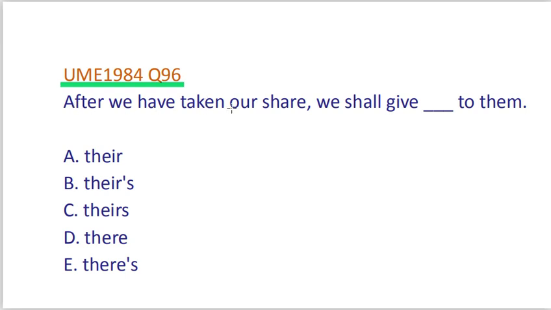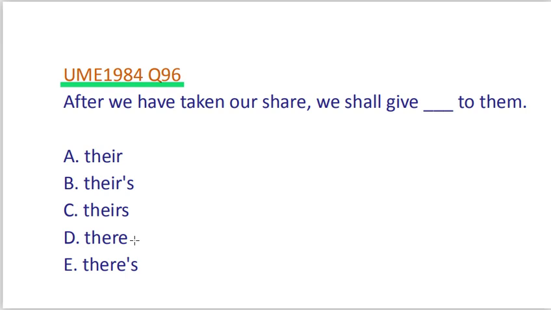On the next page, we have UME 1984, question 96. After we have taken our share, we shall give dash to them. A. Their, T-H-E-I-R. B. Theirs, T-H-E-I-R apostrophe S. C. Theirs, T-H-E-I-R-S. D. Their, T-H-E-R-E. E. Theirs, T-H-E-R-E-S.